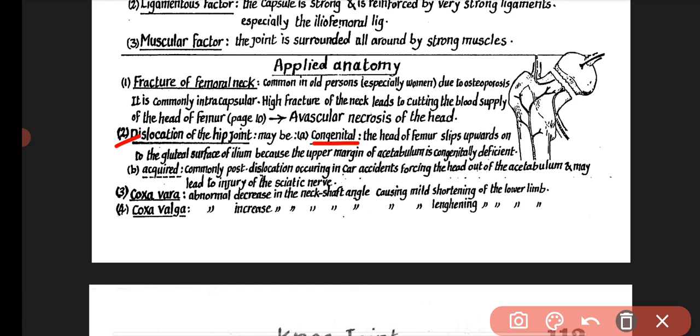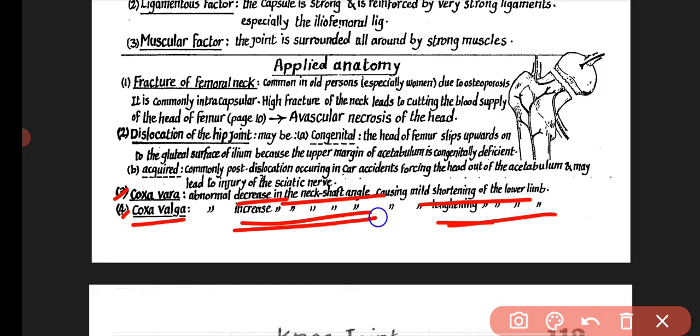Another is coxa vara and coxa valga. A decrease in the neck shaft angle causes mild shortening of the lower limb, and an increase in the neck shaft angle causes lengthening of the lower limb. Coxa vara is an abnormal decrease in the neck shaft angle, and coxa valga is an abnormal increase in the neck shaft angle.